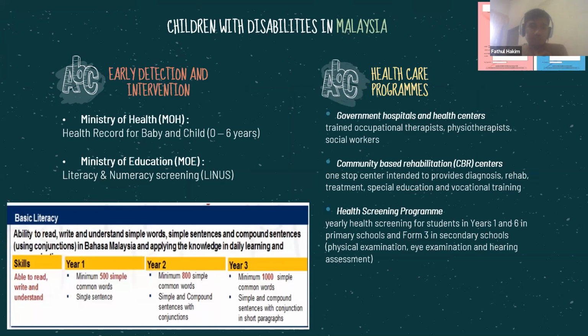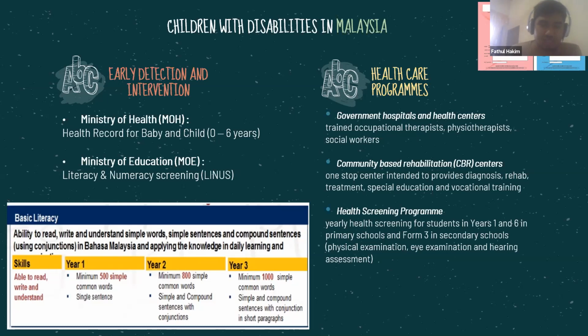So the Ministry of Health has a health record for babies and children 0 to 6 years, so we can detect children with disability early. And the Ministry of Education has a program named Literacy and Numeracy Screening. As you can see in the picture below, at the left, there is a skill that the children need to pick up. The skill is being able to read, write, and understand.